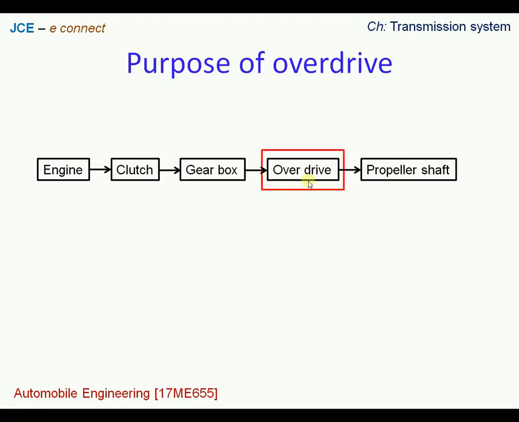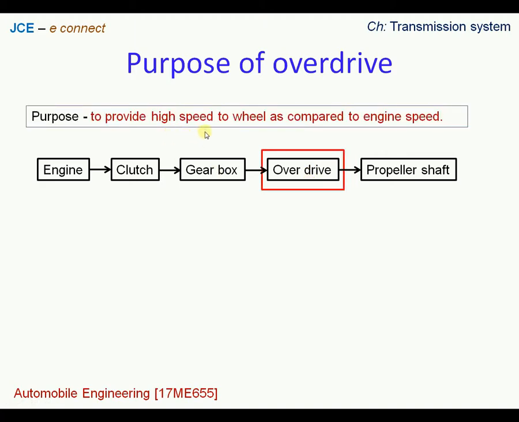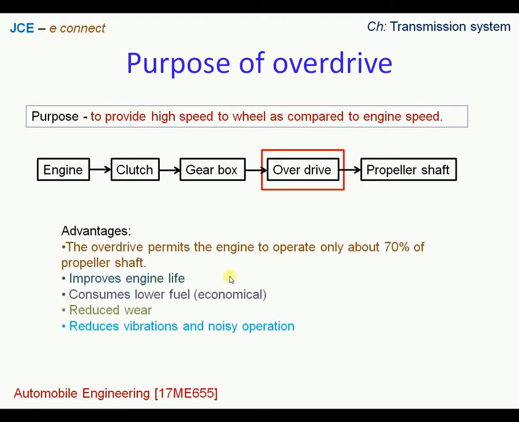The purpose of overdrive is to provide high speed to the wheels as compared to that of engine speed. So we have an engine here which is running at a certain RPM, and when we engage the overdrive in the transmission system, then the propeller shaft is going to shoot up maybe 3 to 4 times as compared to that of the engine speed. And this kind of situation is very much desirable when we have high speed vehicles like racing cars.